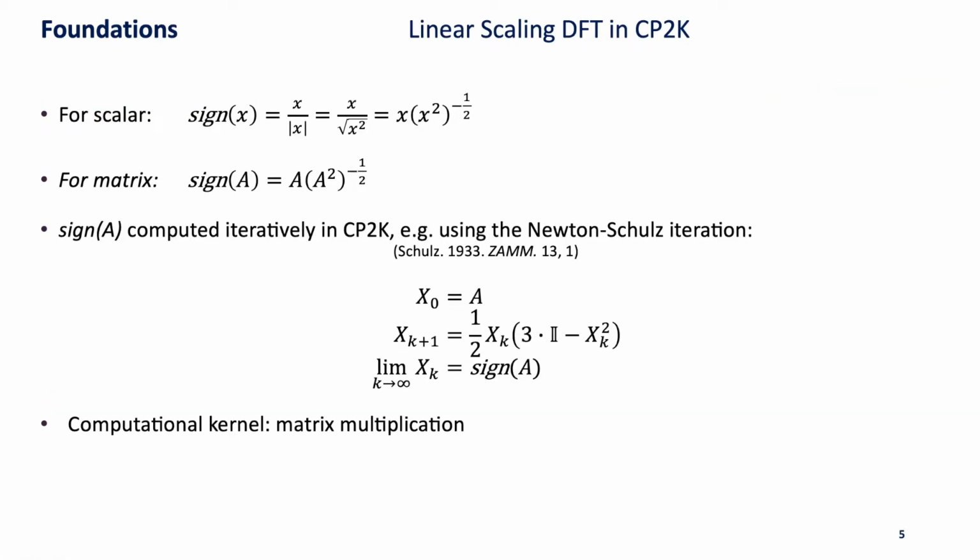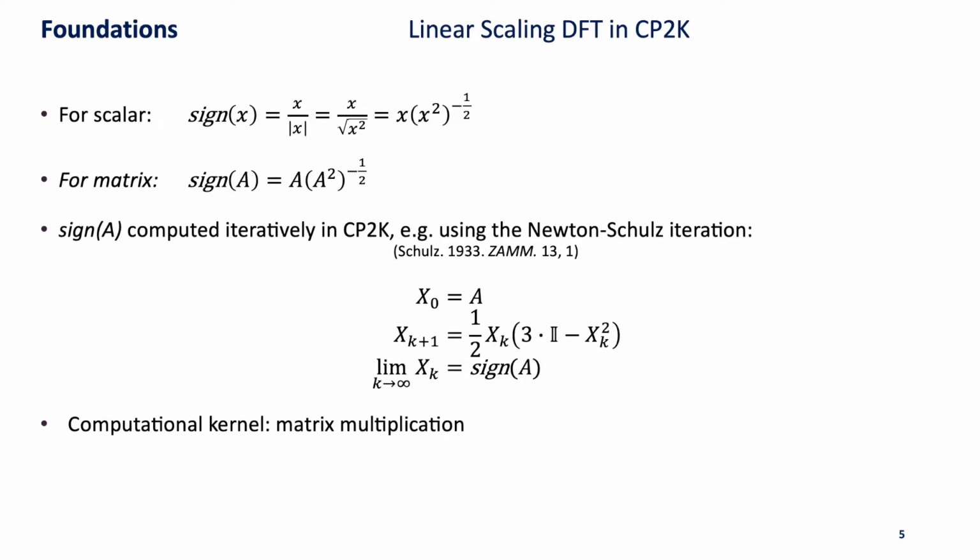So what is this sign function? If we think about the sign function for a scalar value, we can denote it as x divided by the absolute value of x, so that we get either +1 or -1, depending on whether the value was positive or negative. And if we reformulate this a bit, like here, we can actually directly apply this to matrices as well. And what this is doing then is that it maps the eigenvalues of the matrix towards +1 or -1, while leaving the eigenvectors of the matrix unchanged.